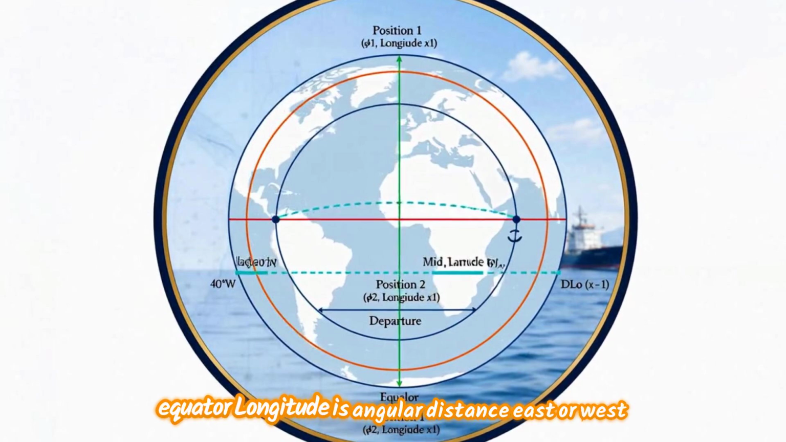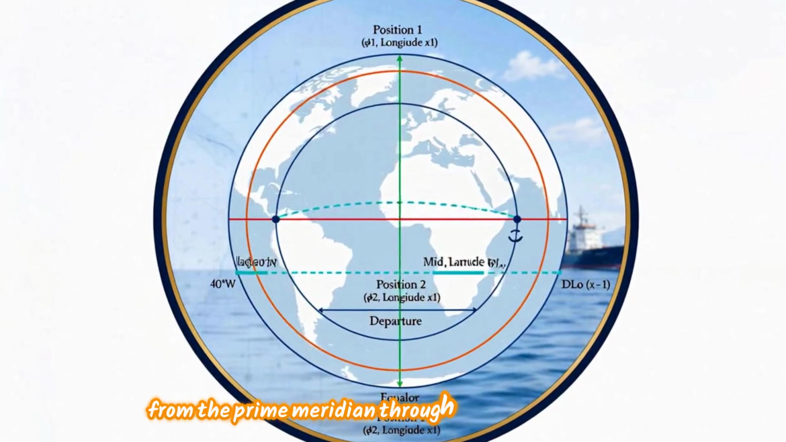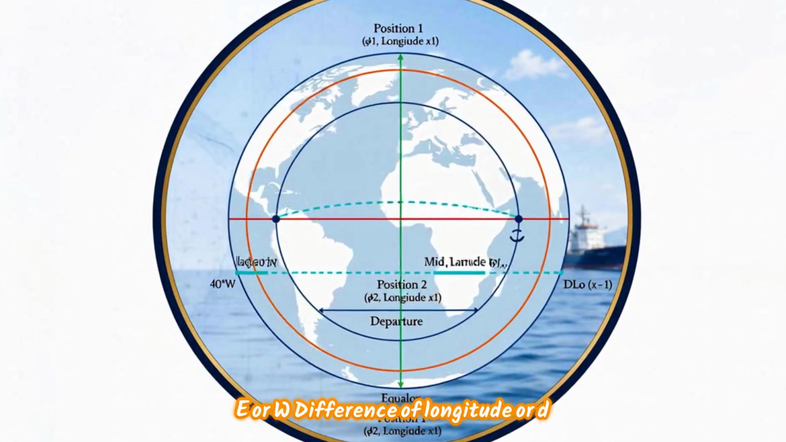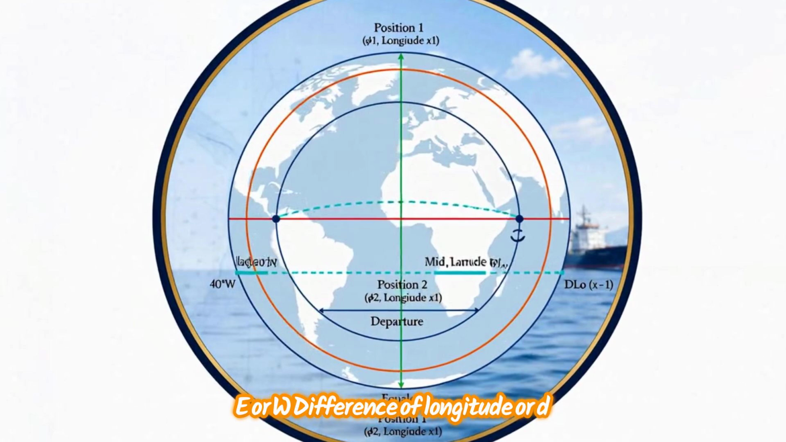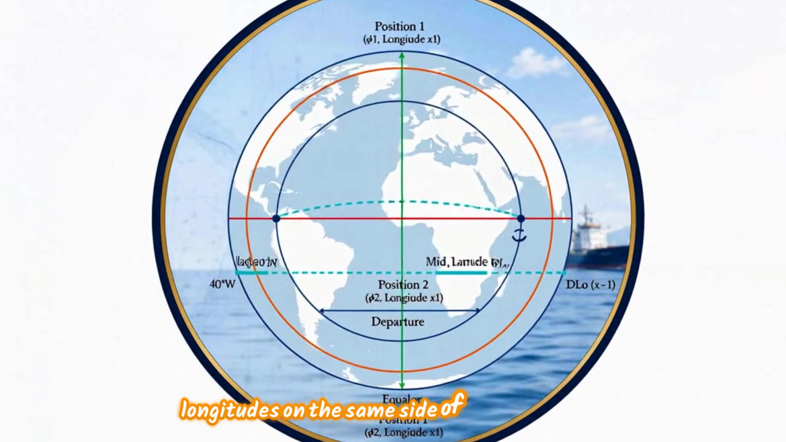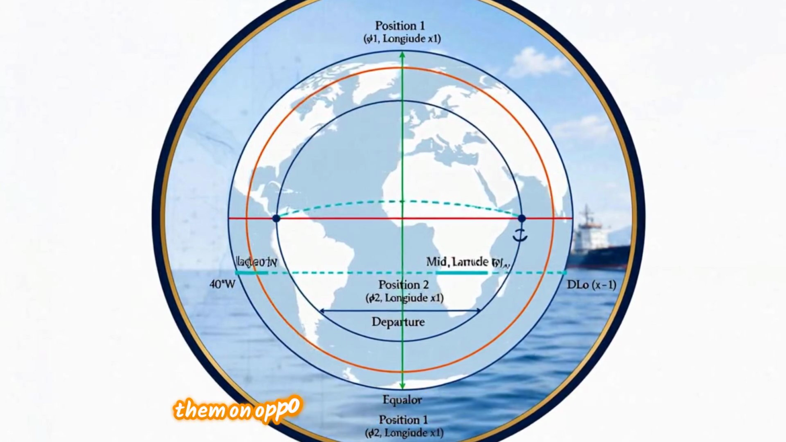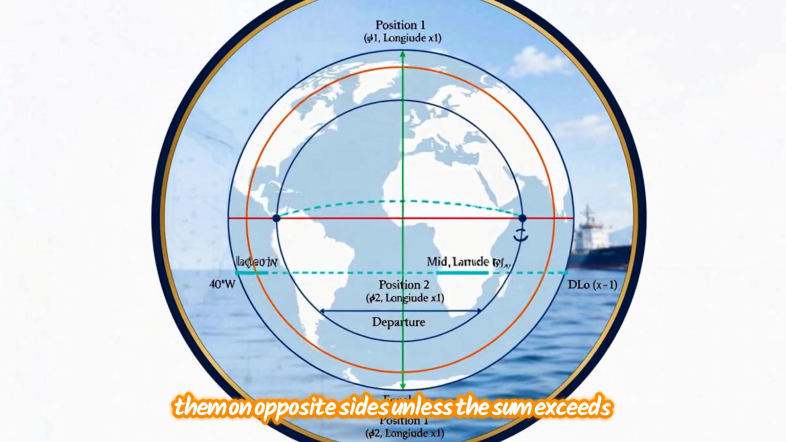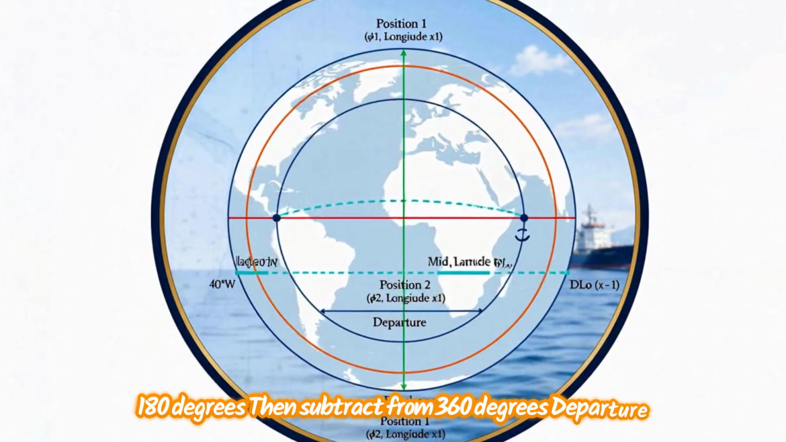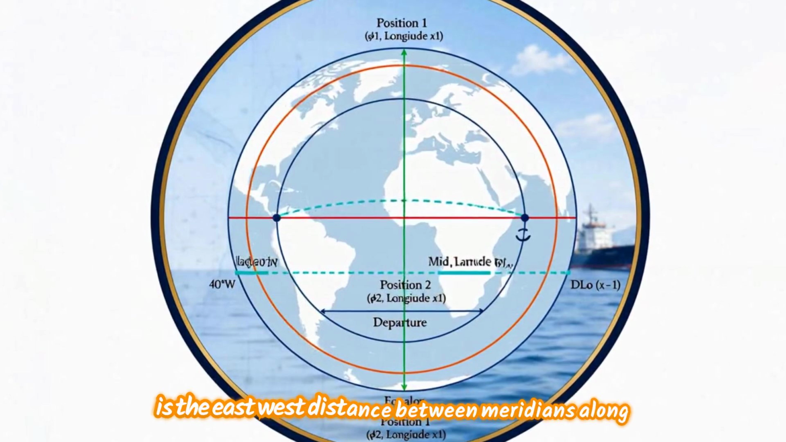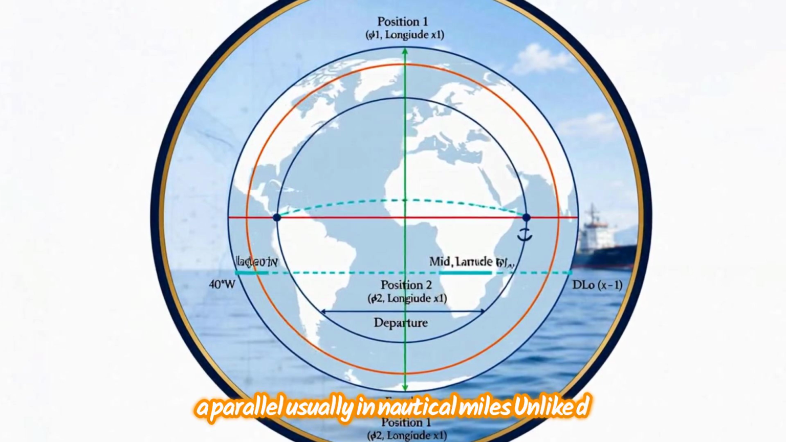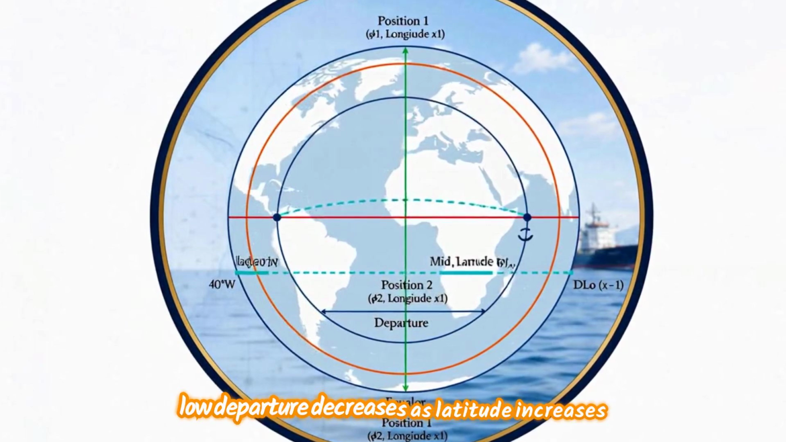Longitude is angular distance east or west from the prime meridian through 180 degrees, labeled E or W. Difference of longitude, or D-lon, is the shorter arc between meridians. Subtract longitudes on the same side of Greenwich. Add them on opposite sides unless the sum exceeds 180 degrees, then subtract from 360 degrees. Departure is the east-west distance between meridians along a parallel, usually in nautical miles. Unlike D-lon, departure decreases as latitude increases.